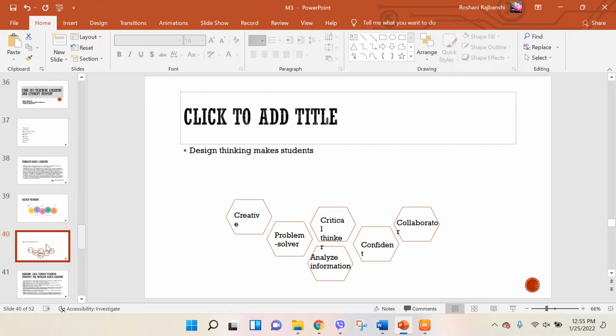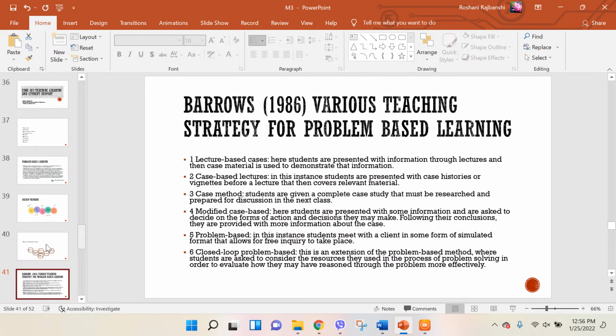So while students are involved in design thinking, the design thinking makes the student creative, a problem solver, and a critical thinker. They can analyze the information, it makes the student confident, and it also helps the student collaborate. So this is a little bit about problem-based learning.